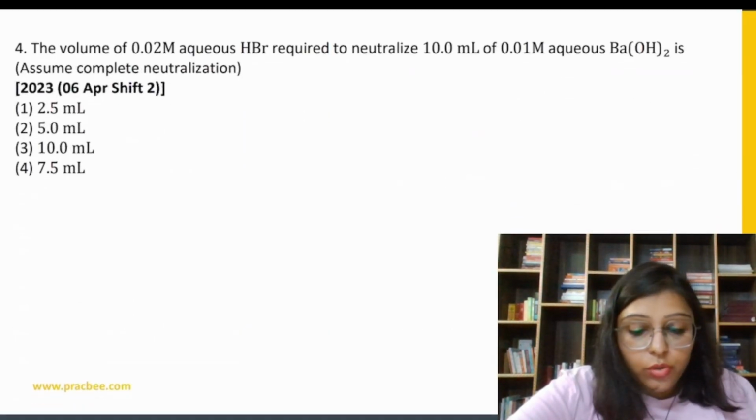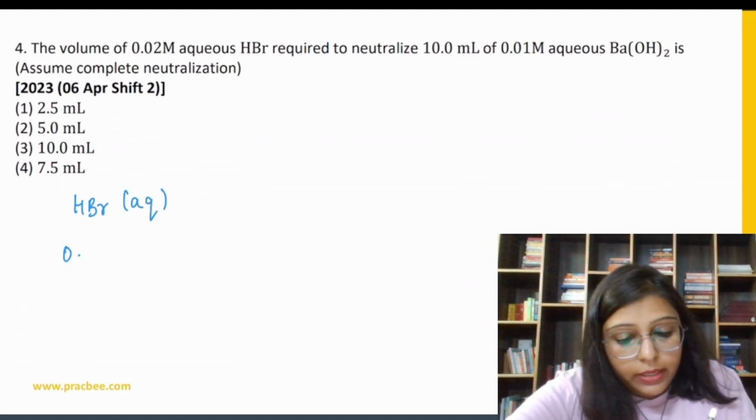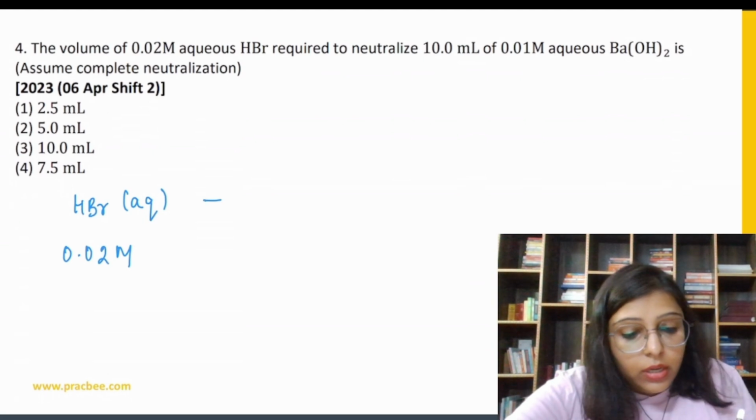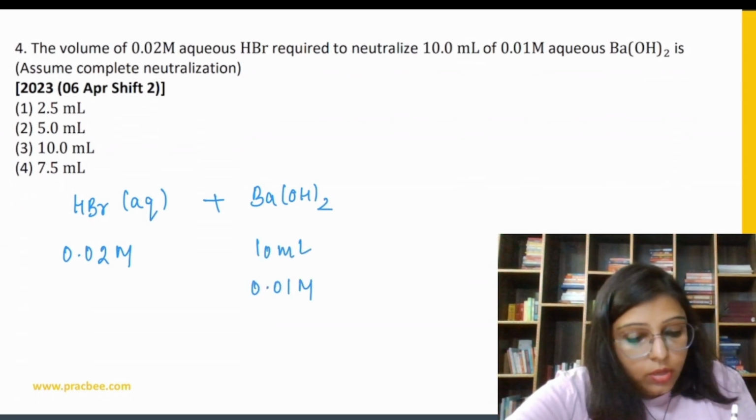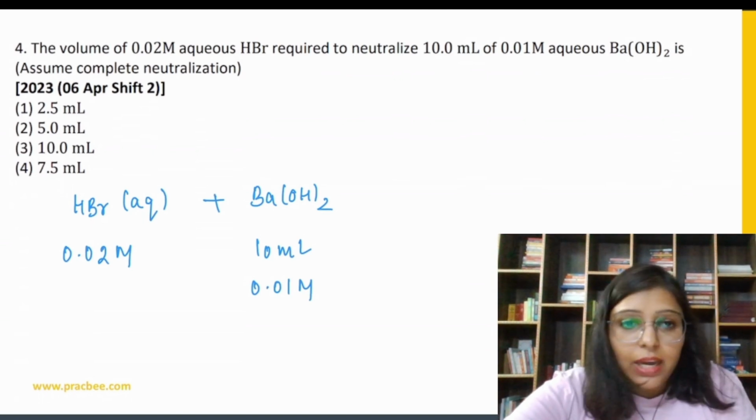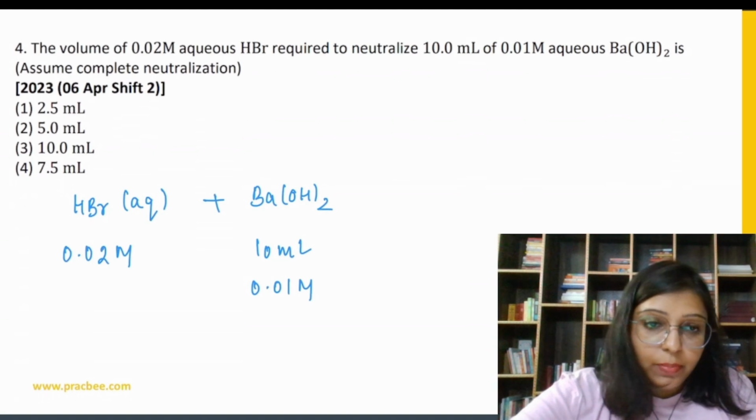The volume of 0.02 molar aqueous HBr. So we have HBr, aqueous HBr, and its molarity is 0.02 molar, required to neutralize barium hydroxide, which is 10 ml and 0.01 molar. So obviously HBr is an acid, hydrobromic acid, and barium hydroxide is a base.